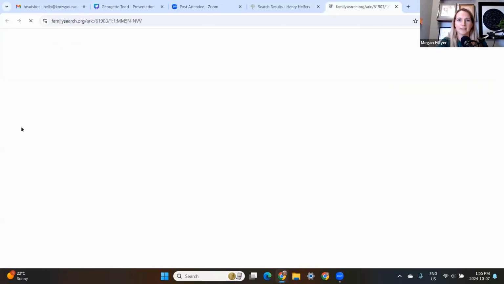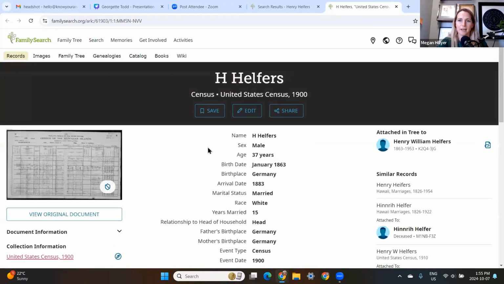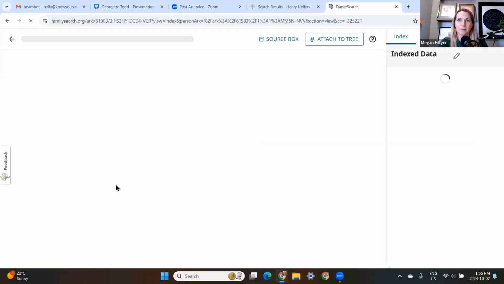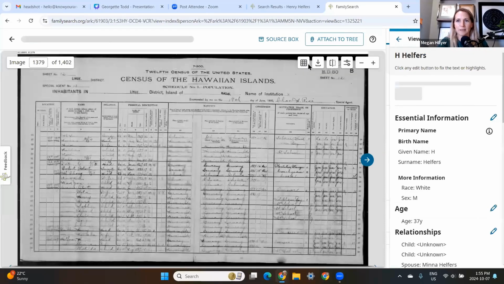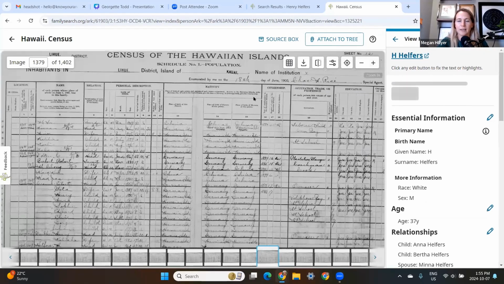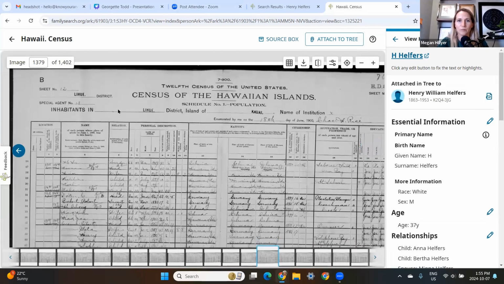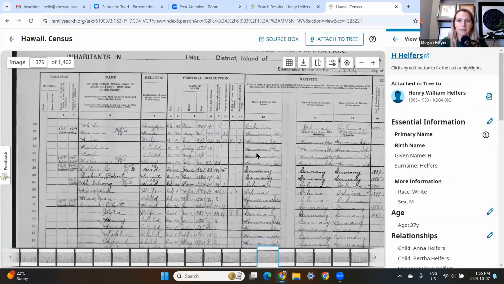But now we have this census record for him, and we can take a look at what we can find, right? I showed a clipping of the census as we were browsing through, but when we look at the actual image, we can see all the things that we can see on this 1900 census. Okay, so if we scroll in, first at the top, it tells us where the census was taken. So it's in the Lihue district in Kauai. Sometimes it will have the name of a city, just depends on where it was.